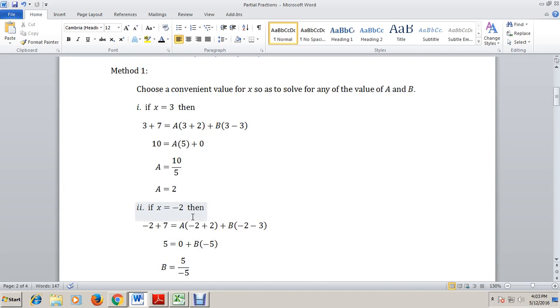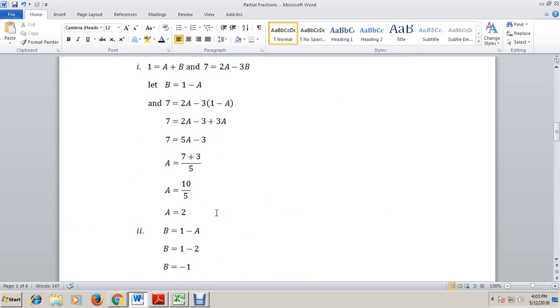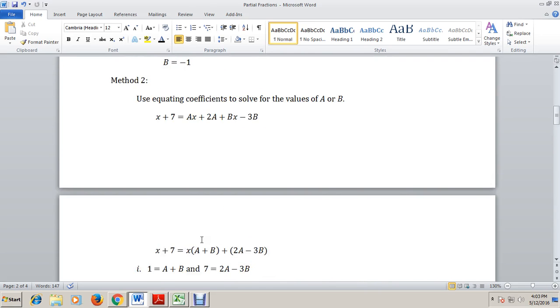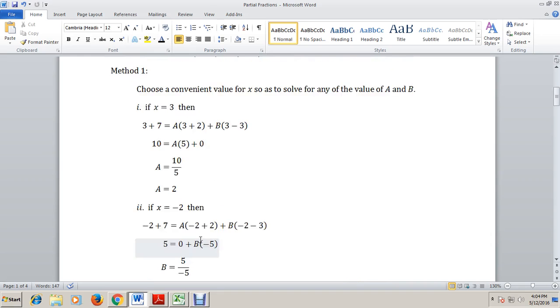Now, A is equal to 2. If we look back at the first method, we also solved for the same value for A. Now, continuing the solution for the second method, we made use of the representation of B in terms of A. Since we have already solved for A, we could substitute again the value for A in this expression, then solve for B. Now, B is equal to negative 1, just like what we solved for using the first method.